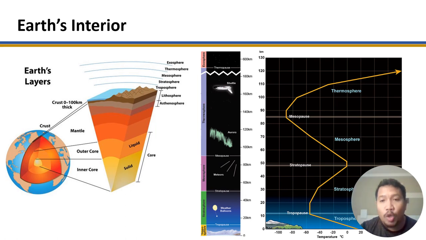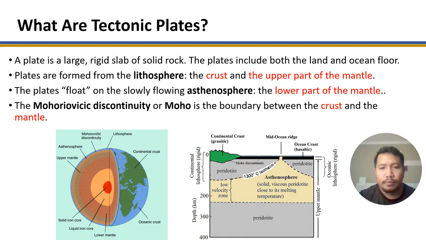And then at the lower part, we have the asthenosphere. The asthenosphere is the layer of the Earth's mantle just slightly below the lithosphere. It is a layer of hot solid rock that flows slowly over time. And the asthenosphere is responsible for the movement of the plate tectonics. So before this, we talked about the tectonic plates, which relate to the lithosphere and also the asthenosphere.